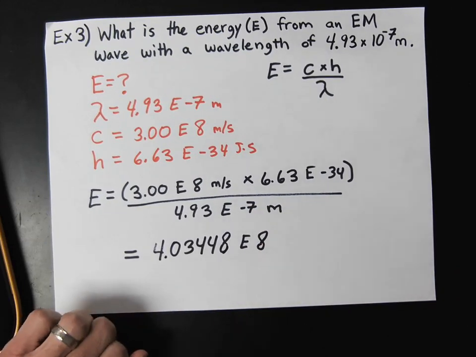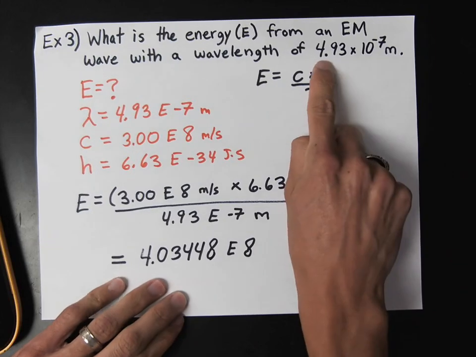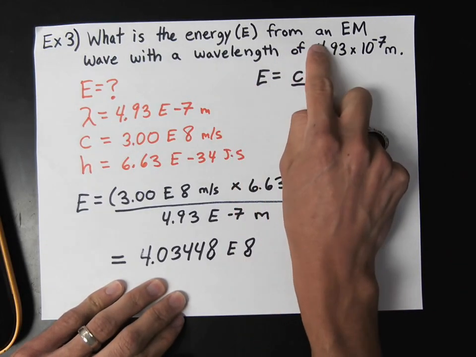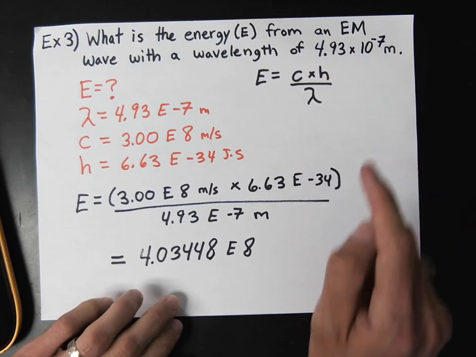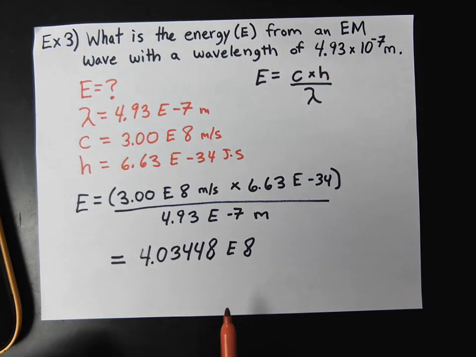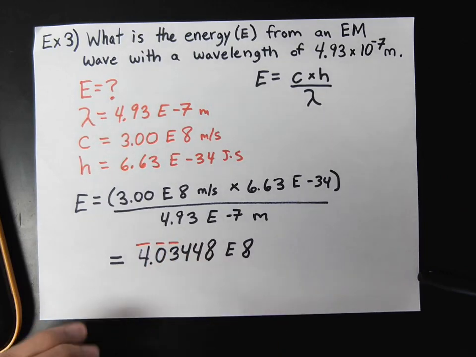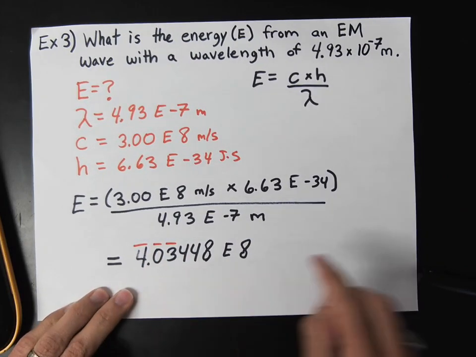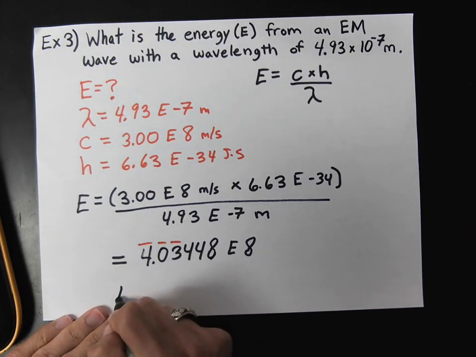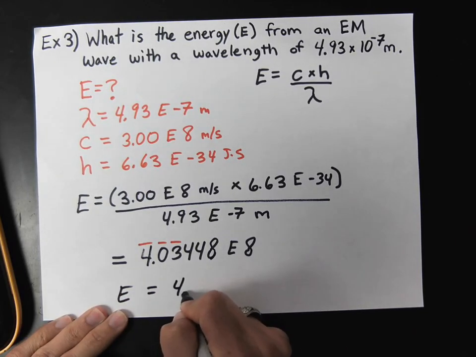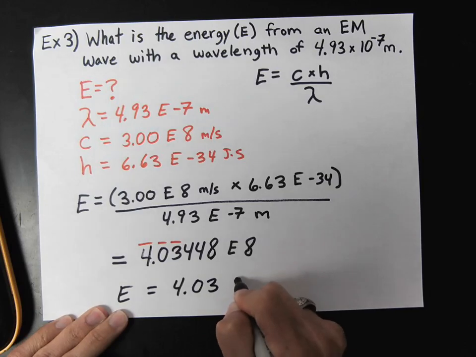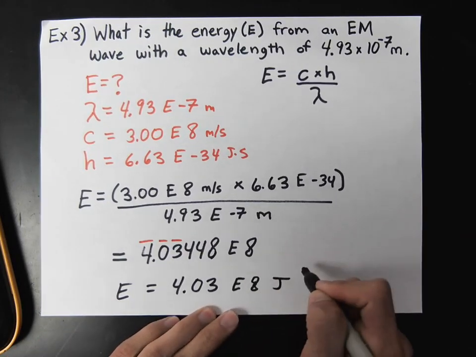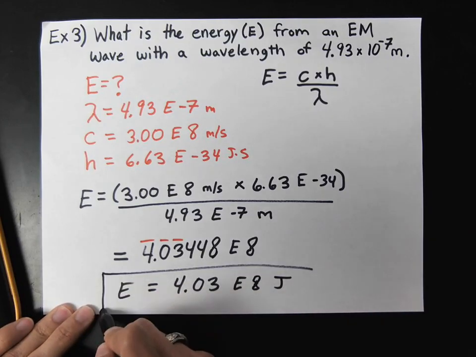Now let's look back at our answer. We have 4.93, that's 3 non-zero numbers, so we know that these are all significant. So we need 3 significant figures as our final answer. Notice after the 3 is a 4, so we're not going to round up. We leave it as is. Your final answer for energy is 4.03 e to the 8 joules. It's a lot of energy.